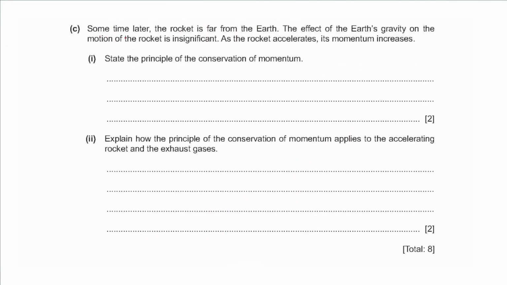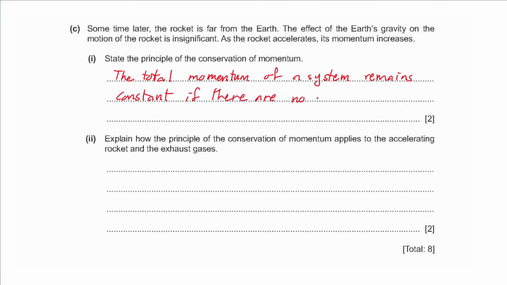Part C says sometime later the rocket is far from Earth. The effect of the Earth's gravity on the motion of the rocket is insignificant. As the rocket accelerates, its momentum increases. State the principle of conservation of momentum. First, we say that the total momentum of a system remains constant, or the initial total momentum of a system is equal to the final total momentum of the system if there are no external forces acting on it, since a force would cause a change in momentum.